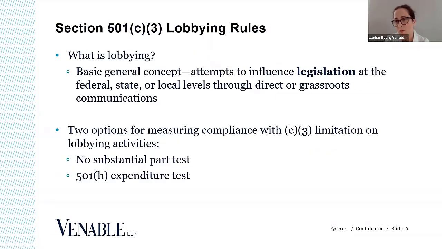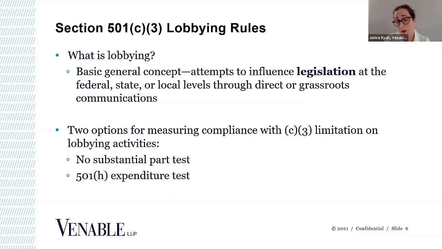So let's talk a little bit more about 501c3 lobbying. What is lobbying? And you're going to hear probably several definitions from us here today, which makes things fun. Lobbying for tax purposes for 501c3s is attempting to influence legislation, just legislation, at the federal, state, or local levels through direct or grassroots communications.